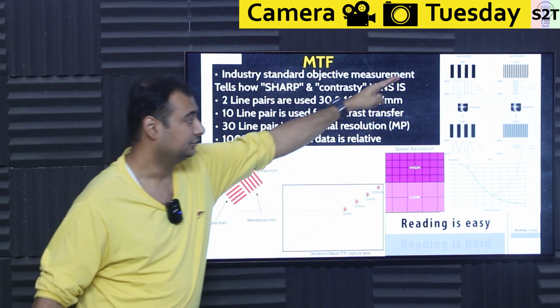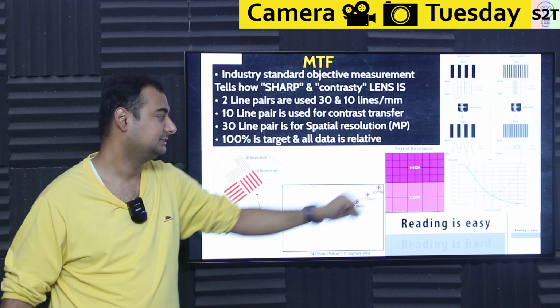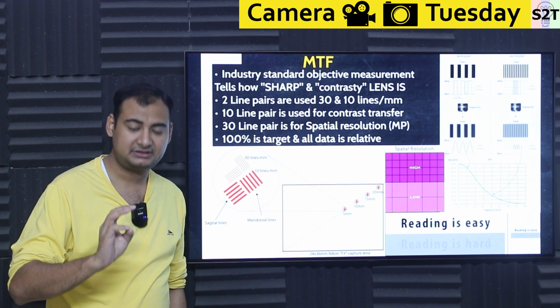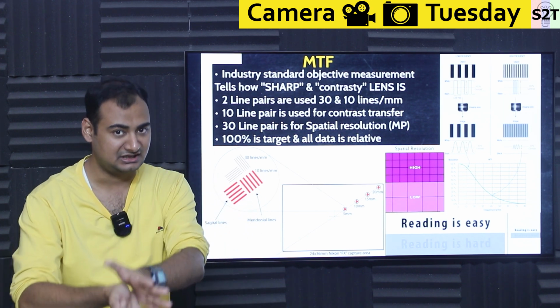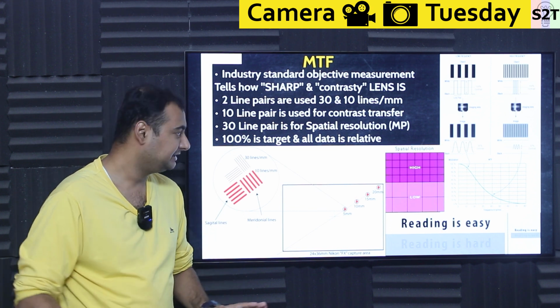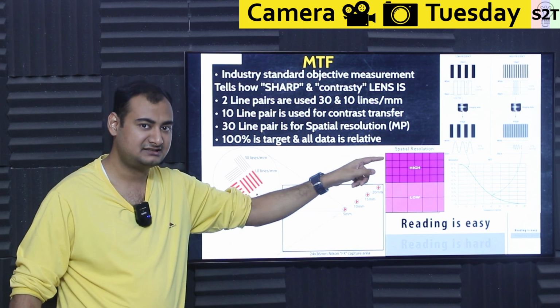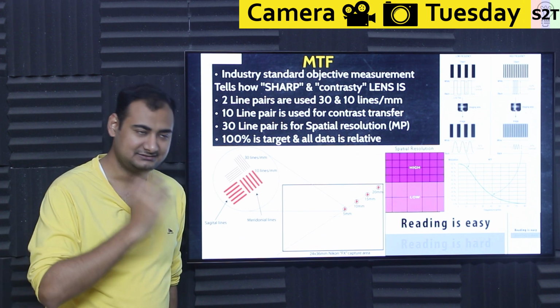MTF, modulation transfer function, meaning how much you actually transported. And this only tells you contrast and resolution, meaning how fine of a detail of the real world can actually transfer, and how much contrast can be preserved. It will never be 100%. So if you see a graph that starts at 100%, generally either it's a very low resolution graph or somebody messed up.